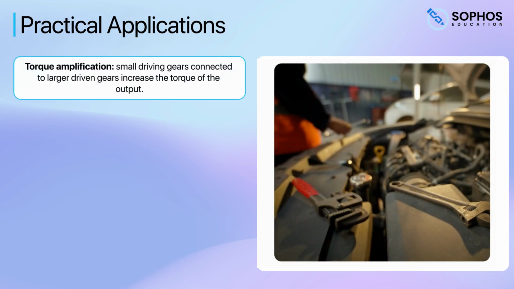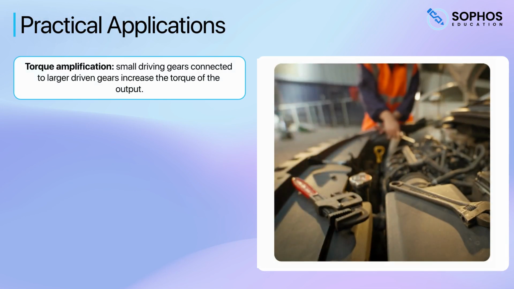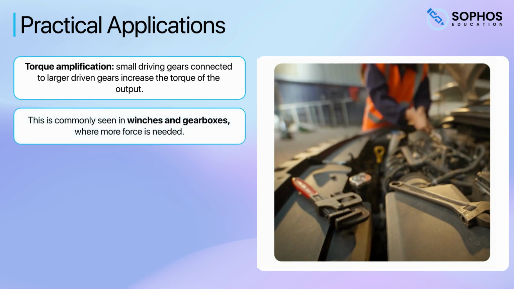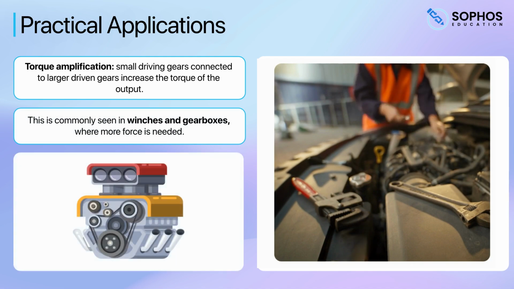Second, torque amplification. Here, small driving gears connected to larger driven gears increase the torque of the output. This is commonly seen in areas like winches and gearboxes, where more force is needed.